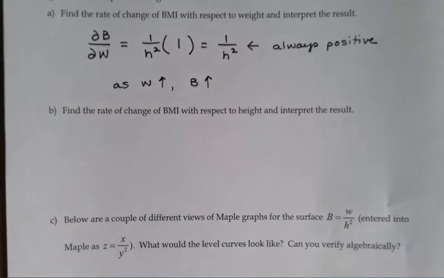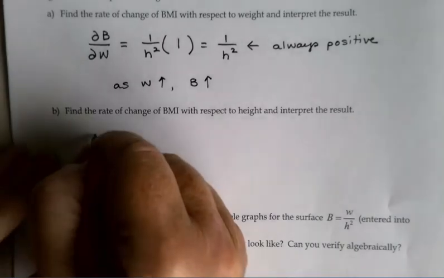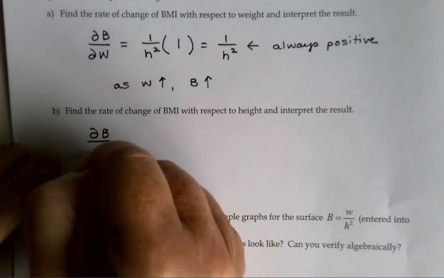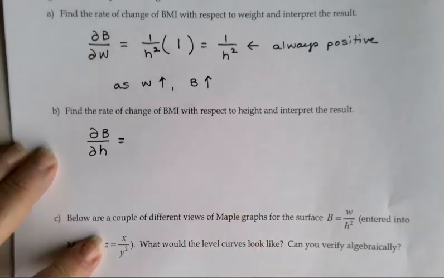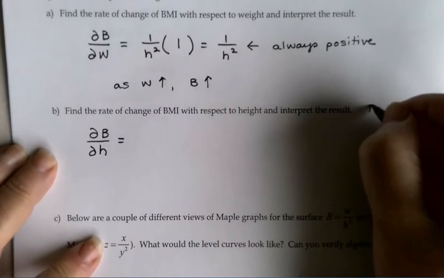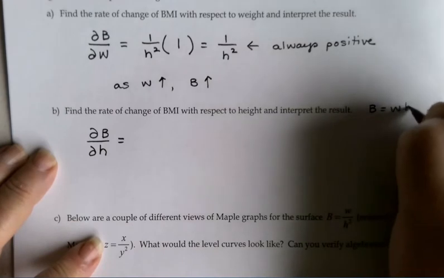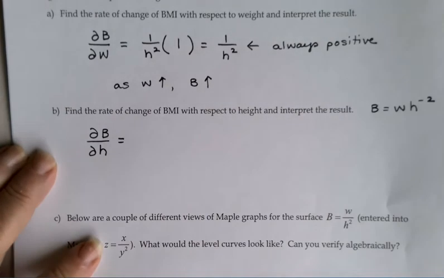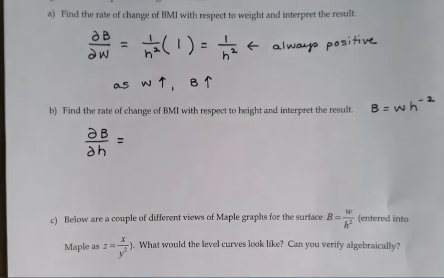All right, what about part B? I want the rate of change of BMI here with respect to height. So partial of B with respect to h this time. And it might help me out a little bit if I rewrite that as w times h to the negative 2. By the way, using that negative exponent, when you do your classwork from this section, keep that little trick in mind. There's a problem on there that if you rewrite with negative exponents or fractional exponents, or maybe it's both, it'll save you a ton of work. So keep it in mind. I think it might be negative exponents.